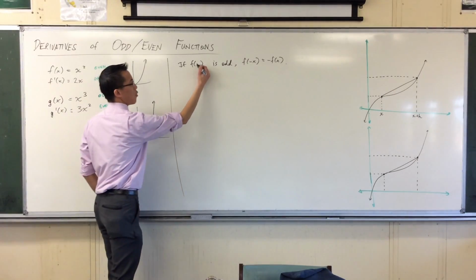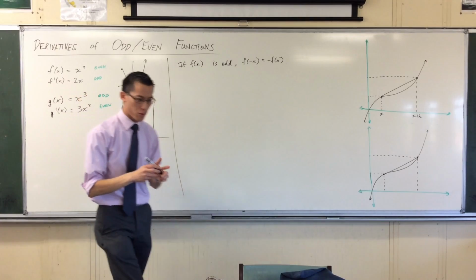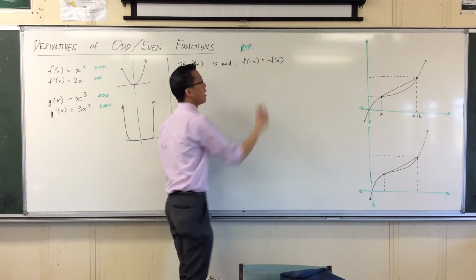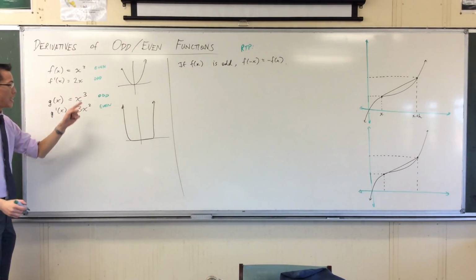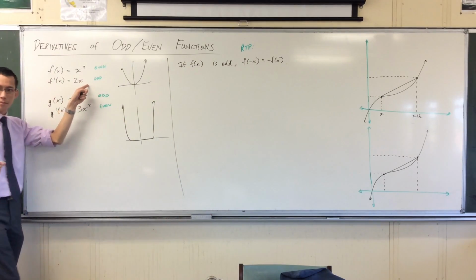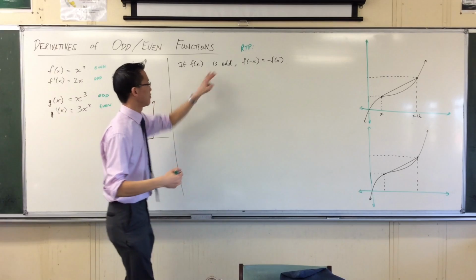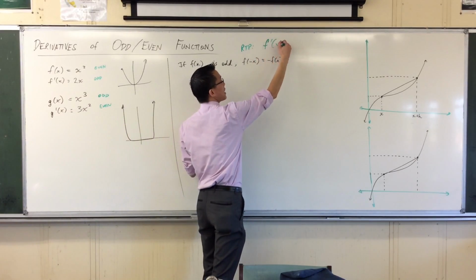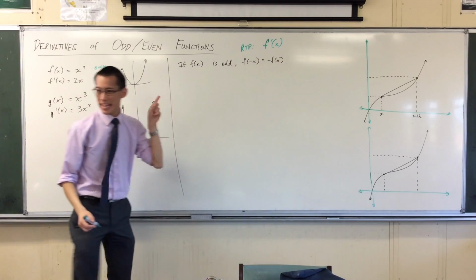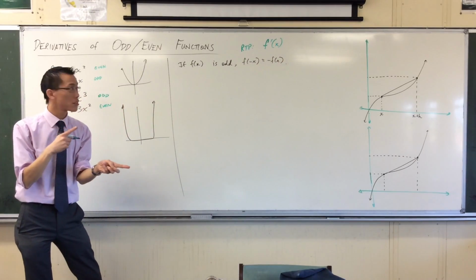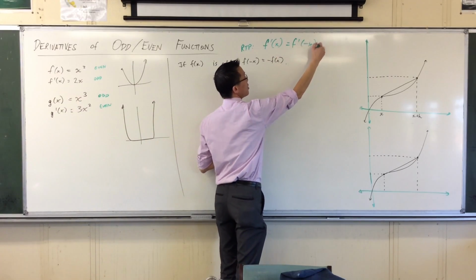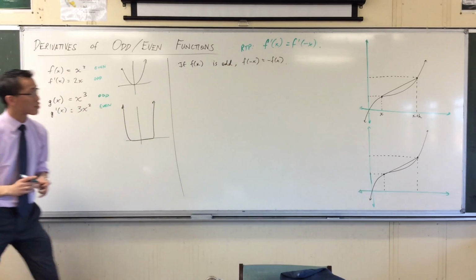Now, what I'm required to prove is that its derivative is even. So I want f dash of x to be even. Therefore, what can I say about f dash? It's equal to f dash of negative x. That should be true.